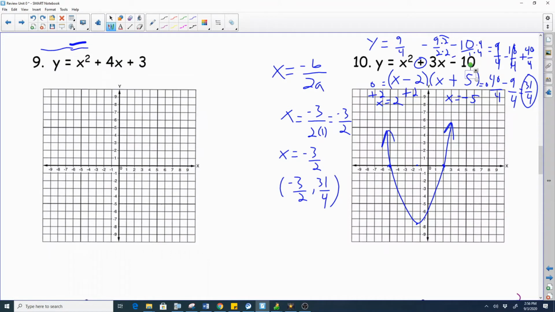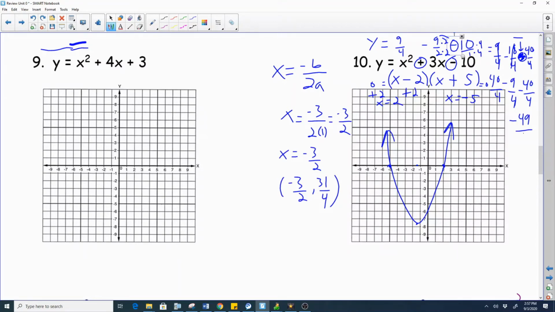So this is supposed to be negative, this is supposed to be negative, and then for some reason I made it positive. What the heck happened there? So that's supposed to be negative. Nice. So now we're going to take negative 9/4, and we're going to go minus another 40/4. And so that's going to give us a negative 49.